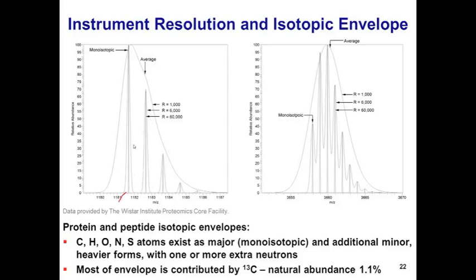As resolution decreases, our ability to resolve this envelope decreases. And so at a high resolution of 60,000, we have the tightest peaks. At a resolution of 6,000, we have the broader peaks indicated here. And if we have a resolution of 1,000, we actually do not resolve any of the isotopic peaks. Instead, we have this continuous pattern.